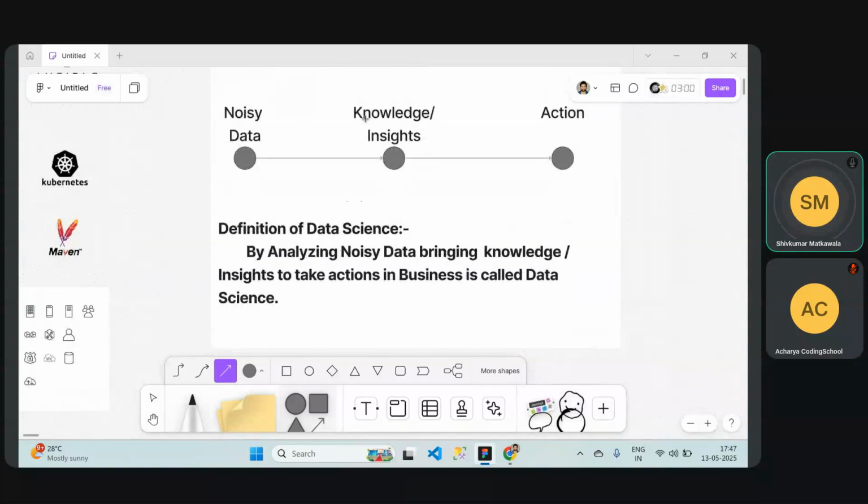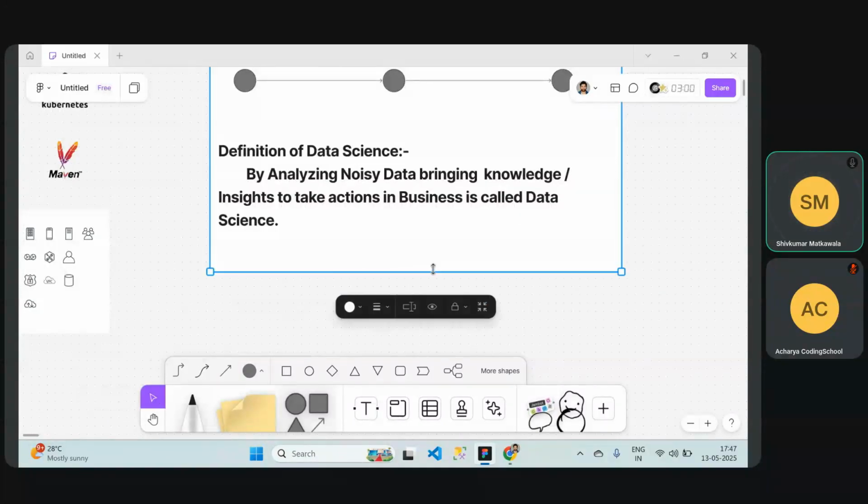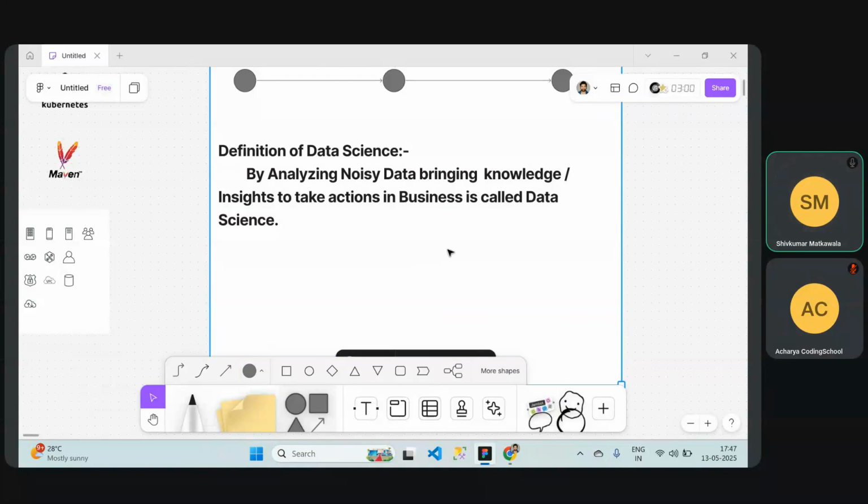To get the knowledge, and once we get the knowledge, we take some actions upon it, okay. So this is all about what is data science, guys. So you may have heard about other things related to data science. With data science, we do talk about machine learning, we do talk about descriptive analytics, we do talk about advanced analytics.